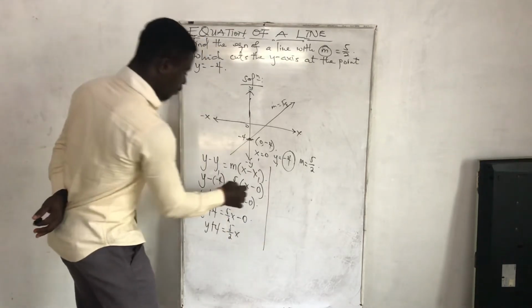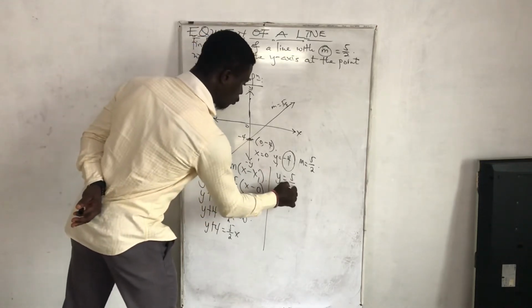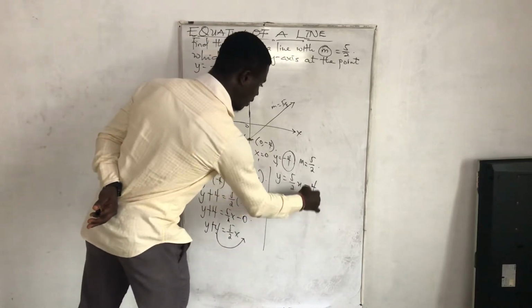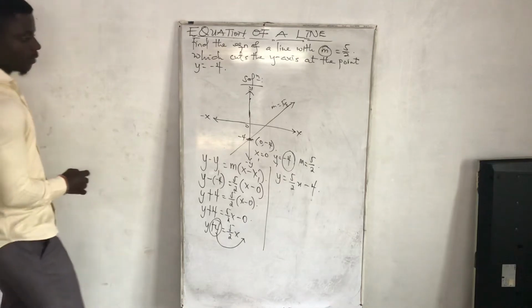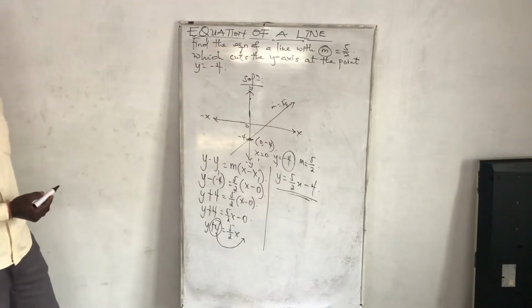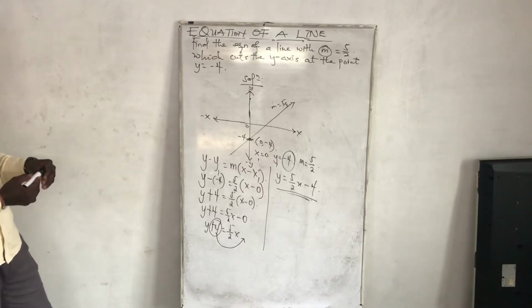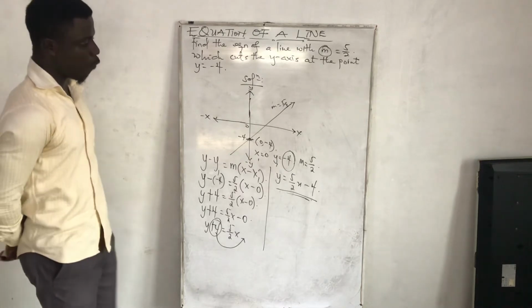Now we can make y the subject. I get y equals 5 on 2x, then the 4 goes to the right-hand side and becomes -4, because it is a positive value on the left-hand side, and when it crosses the equal sign it changes sign. So that's the equation of the line: y equals 5 on 2x minus 4.